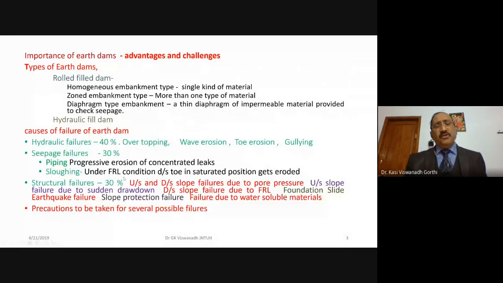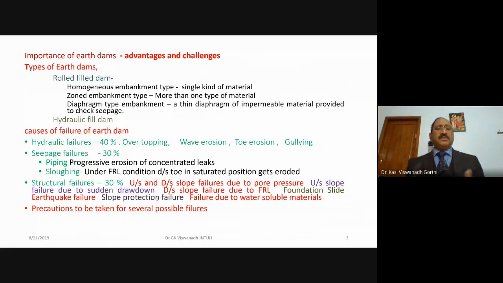Sloughing is when, under full reservoir level condition, the downstream toe is in a saturated position and it gets eroded. This is called sloughing, and it is another type of failure. Then the structural failure contributes to over 30% of the failure of the total earth dams. These include upstream and downstream slope failures due to pore pressure, upstream slope failure due to sudden drawdown, downstream slope failure due to full reservoir levels and related conditions, foundation slide, earthquake failure, slope protection failure, and failure due to water soluble material available in the composition of the dam. All this may lead to the structural failure of the dams.